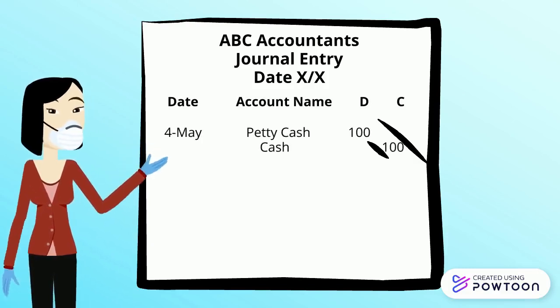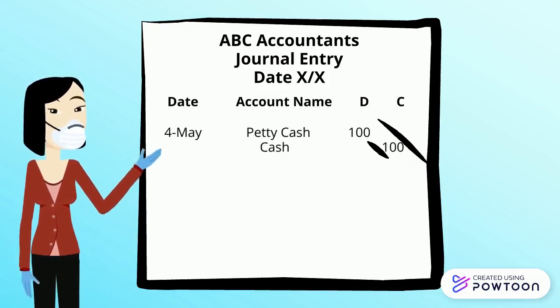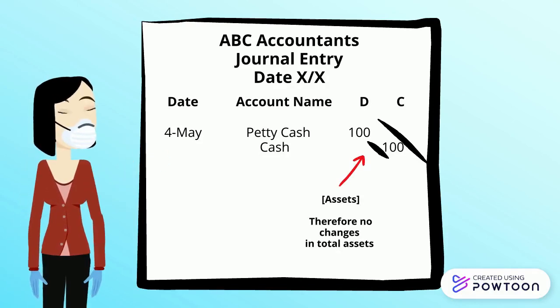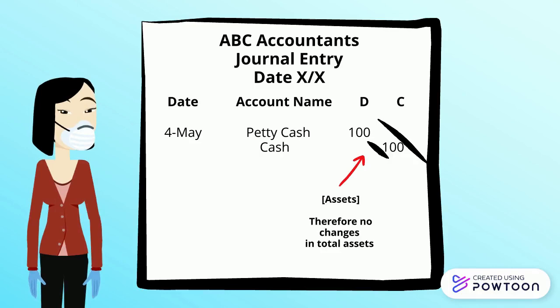So for example, here is the journal entry made to illustrate the establishment of the fund. As you can see, $100 is debited to the established petty cash fund and $100 is credited to the cash account. And since both accounts are assets, there is no change in total assets.